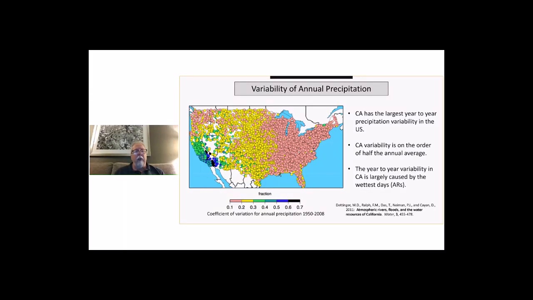The yellow dots in the middle part of the country are more like plus or minus 25%. Then you get out to the southwest, in particular California, and we've got plus or minus up to 50% of average annual rainfall as the normal variability from year to year. Mother Nature has provided California with the most variable hydroclimate in the country, and it's largely a result of ARs, and let me explain that.